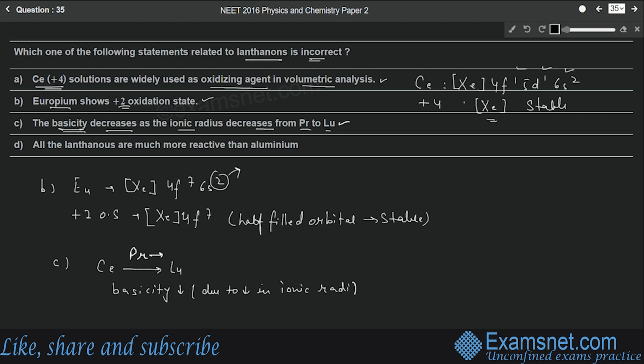Now the last statement is all the lanthanoids or lanthanons are much more reactive than aluminium. So this is incorrect, because only a few lanthanons are more reactive than aluminium, not all, only about 2 to 3. So option D will be the incorrect one that the question asks about. So option D will be the correct answer.